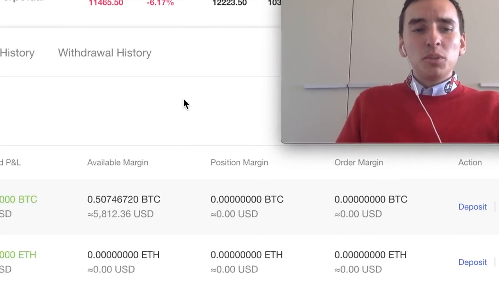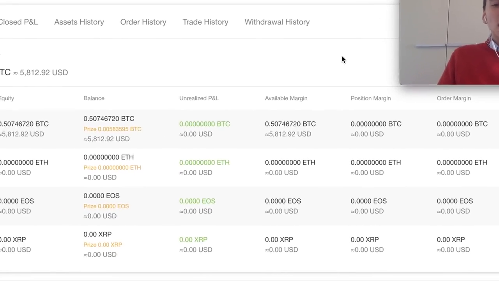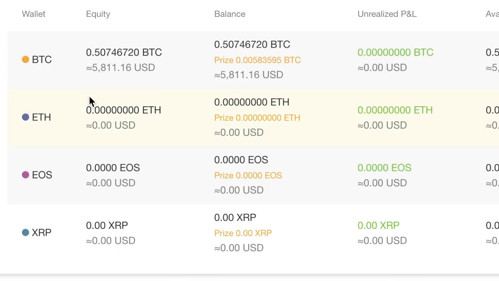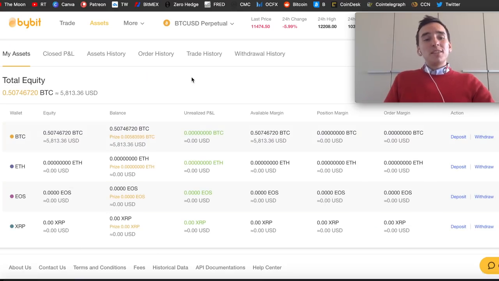And the interesting part and the difference between Bybit and BitMEX here is that you can actually deposit Ethereum, EOS, and XRP. Also, on BitMEX, you can trade Ethereum, EOS, and XRP, but only using Bitcoin as initial margin. Over on Bybit, you can, so to speak, physically trade Ethereum, EOS, and XRP.